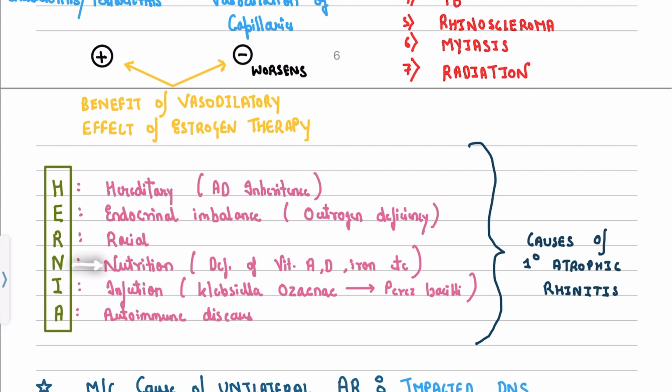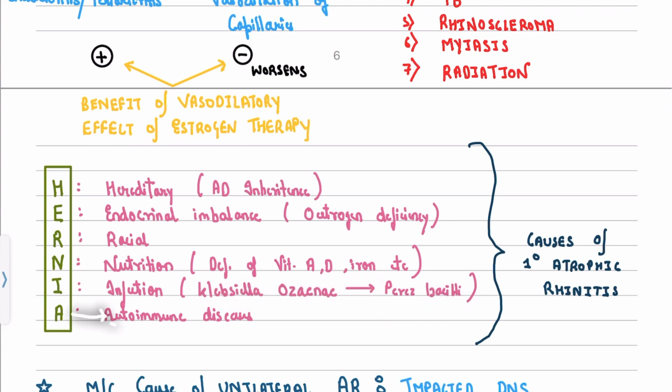N is for nutrition, that is it increases in patients having deficiency of vitamin A, vitamin D and iron. For I we have infection, so there is a bacteria known as Klebsiella ozenae and atrophic rhinitis is also referred to as ozena. So therefore the infection of Klebsiella ozenae leads to atrophic rhinitis. It is also referred to as Perez bacilli. So both of those names can be used interchangeably.